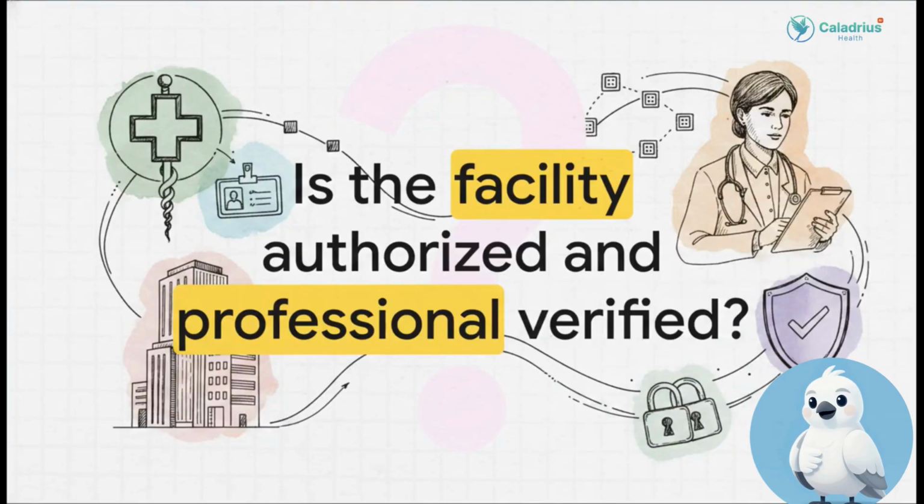When data moves, say an NHCX claim is routed from a healthcare provider over to an insurer, there are basically two silent questions that must be answered before a single byte of information travels across the network. First, is this facility authorized to participate? And second, is the professional who generated this clinical record actually credentialed to practice? Answering these silent verifications is the core function of the trust layer.